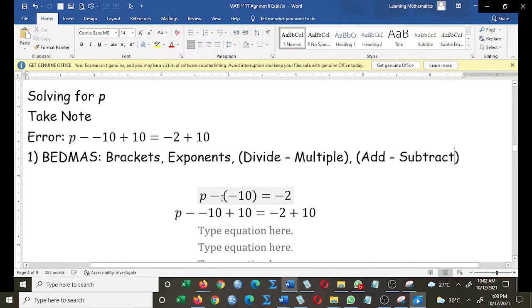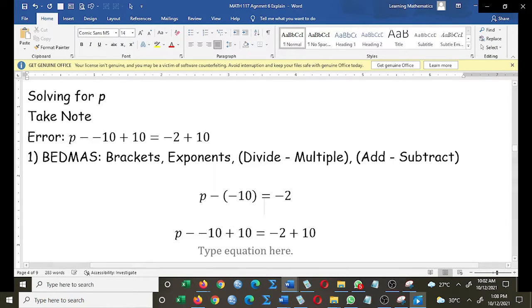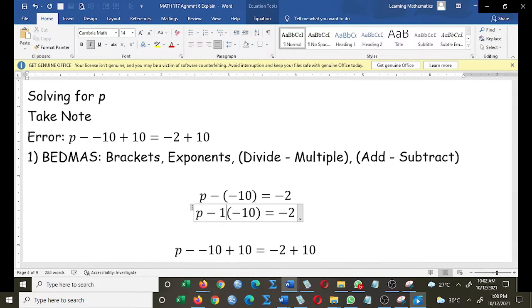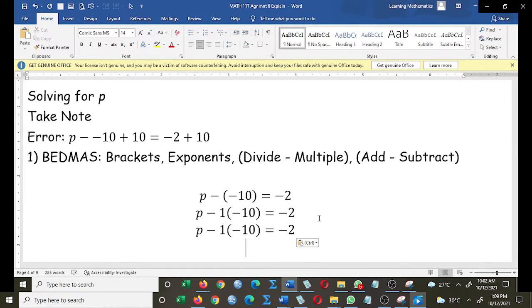When you watch it, you're seeing an invisible 1. Well, you're not seeing it, but there's an invisible 1 in front of the bracket. In front of the bracket, there's an invisible 1, that's a minus 1. That's right. So now you have to multiply, where you'll get a positive 10.